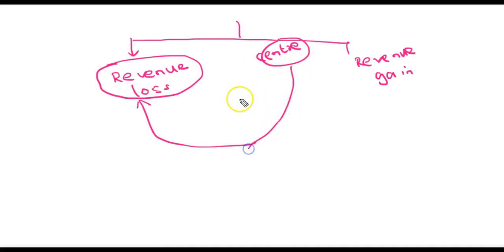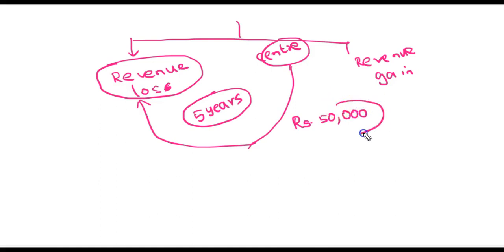Central government gives constitutional guarantee to compensate the revenue loss for the first 5 years. So for the first 5 years, whatever revenue loss a state is going to face will be compensated by the central government. Every year the central government is going to commit nearly 50,000 crore rupees for this. How will the central government raise funds for this?